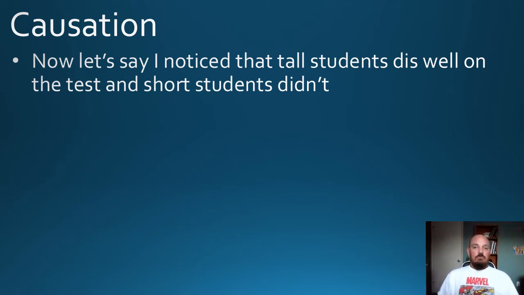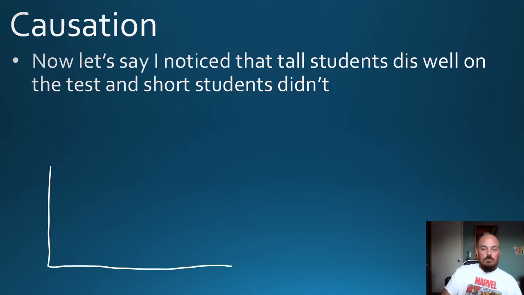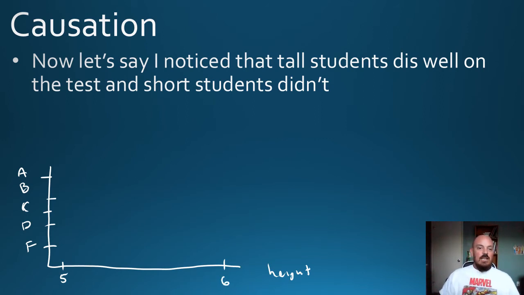Now, let me show you another example that ties in with this one. Let's say I did the exact same thing, and what I noticed is that the students that did well on the test were tall, and the students that didn't do well on the test were short. So I did the same thing. I did this graph like this, where here are our grades. This is F, D, C, B, and A. But then over here, this is the student's height. This is 5 foot, this is 6 foot over here. And I noticed the same thing.